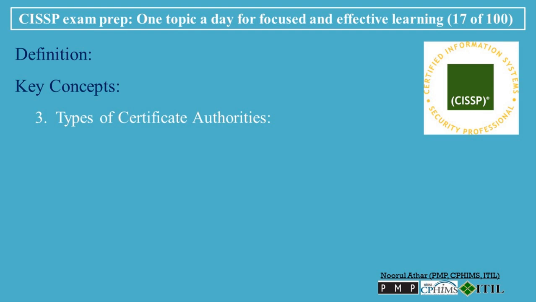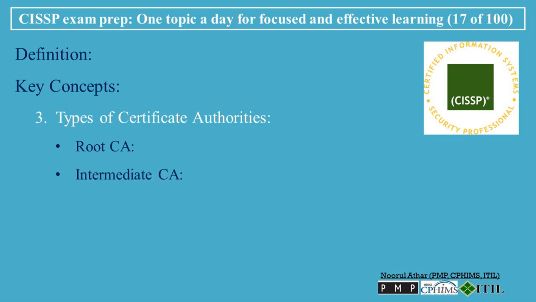3. Types of certificate authorities. Root CA. The topmost CA in a PKI hierarchy. It is self-signed and trusted by all participants in the system, e.g., web browsers, operating systems. The root CA issues certificates to intermediate CAs, creating a chain of trust.